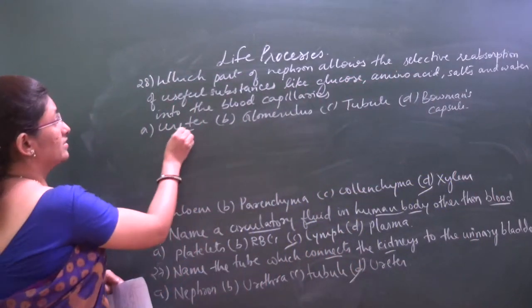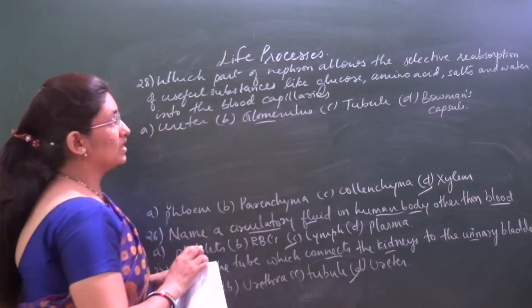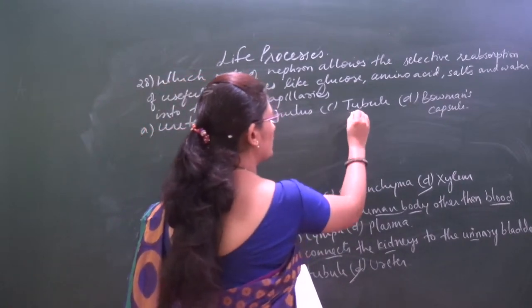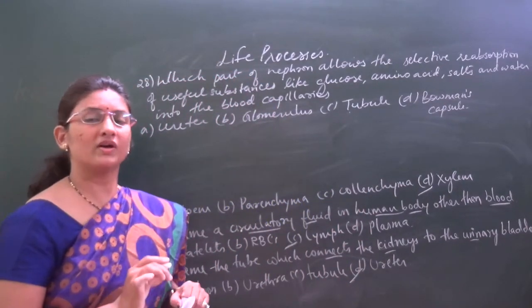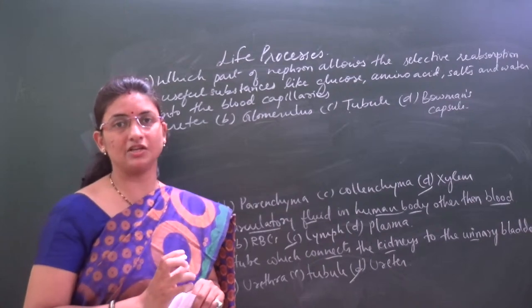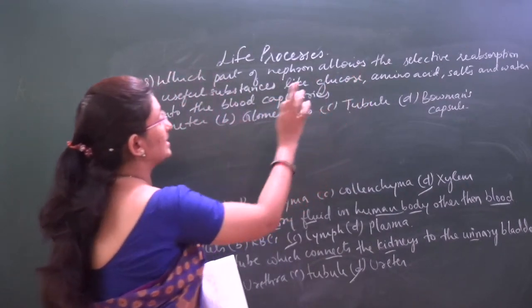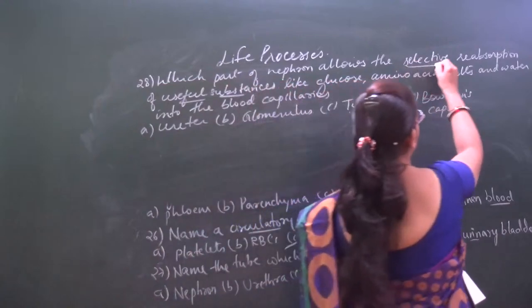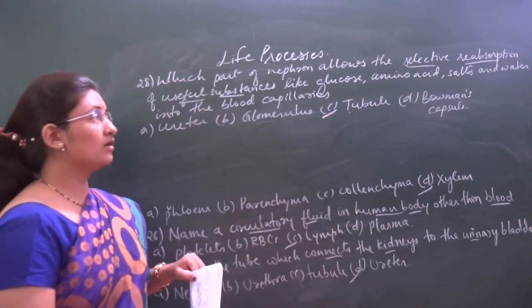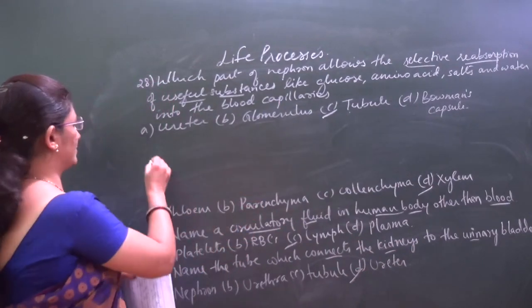Ureters are connected from the kidney to the urinary bladder. This is not the answer. Glomerulus, what does it do? It helps to filter the blood. So this is not your answer. Tubule, what does tubule do? Tubule helps in the reabsorption. What kind of reabsorption is done? Selective reabsorption. Why selective? Selection is required for the essential nutrients which have to enter into the blood. So selective reabsorption of the useful substances will be carried out in the tubule. Bowman's capsule is a cup-shaped structure wherein the filtrate is collected. So that is not your answer.